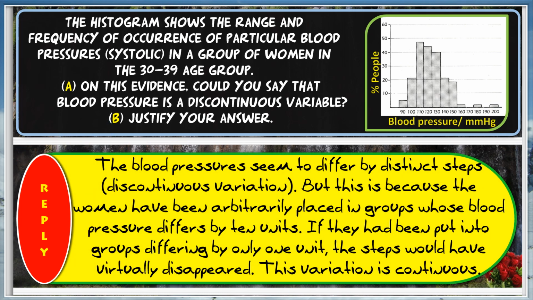The blood pressure seems to differ by distinct steps, discontinuous variation. But this is because women have been arbitrarily placed in groups whose blood pressure differ by 10 units. If they had been put into groups differing by only 1 unit, the steps would have virtually disappeared. This is continuous variation.